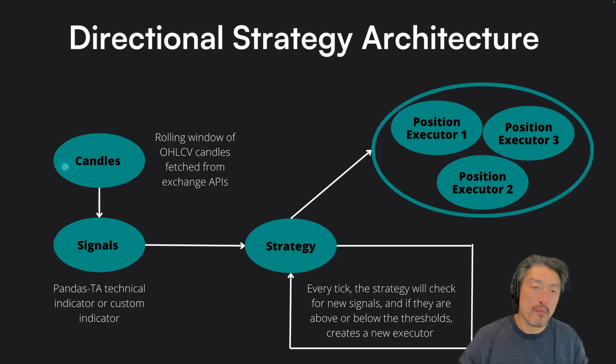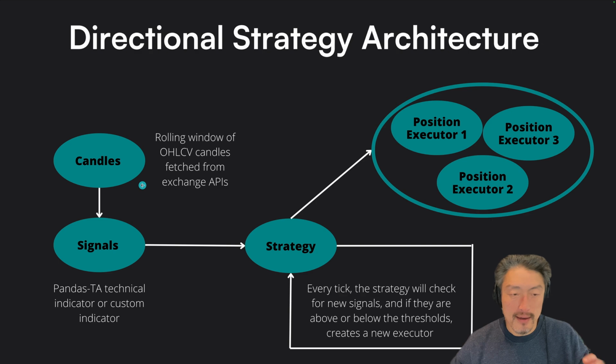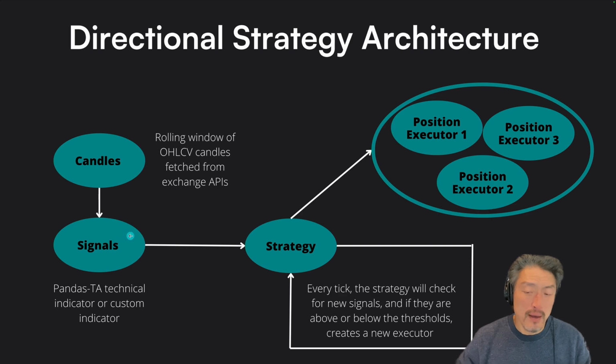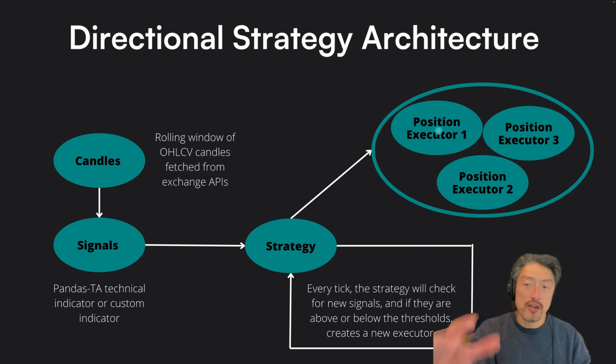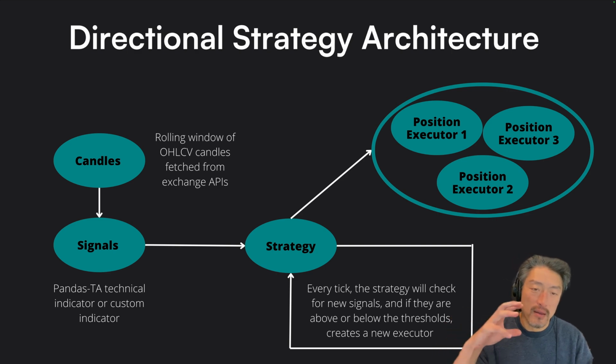So just to summarize, the way the directional strategy works is that you're fetching data from the exchange, a rolling window of data that you're going to use to calculate a signal. Then if the signal is +1, you go long. If it's -1, you go short. And once the position's been created, a position executor for each filled position is created, and then the executor will take profit, stop loss, and also close out the position when the time limit is hit.